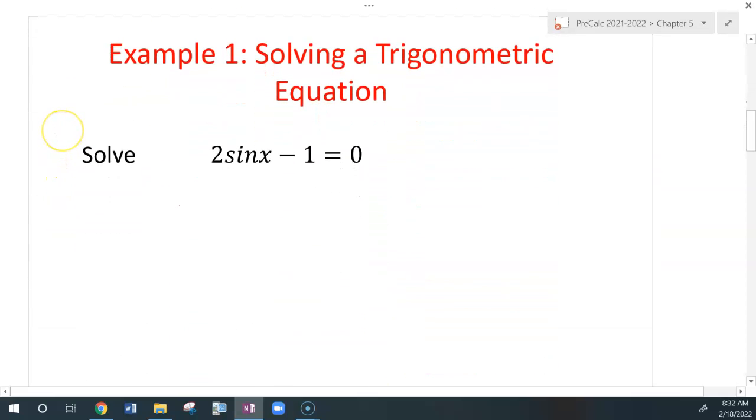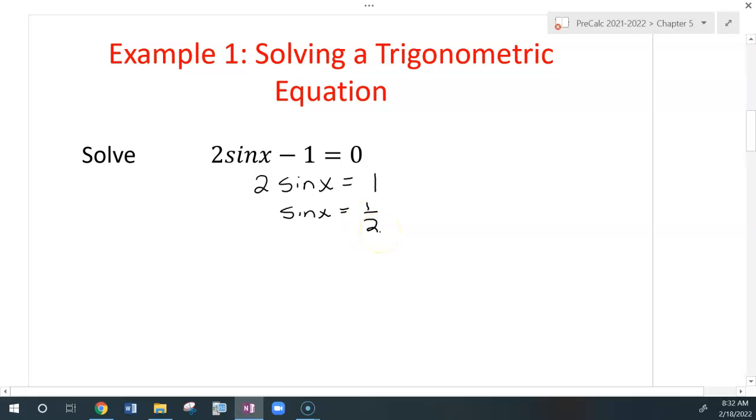Here's our first trig equation that we're going to do. 2 times the sine of x minus 1 equals 0. So do normal algebraic techniques. We're going to add 1 to both sides, so that gives us 2 sine of x equals 1. And then divide both sides by 2, so sine of x equals 1/2.